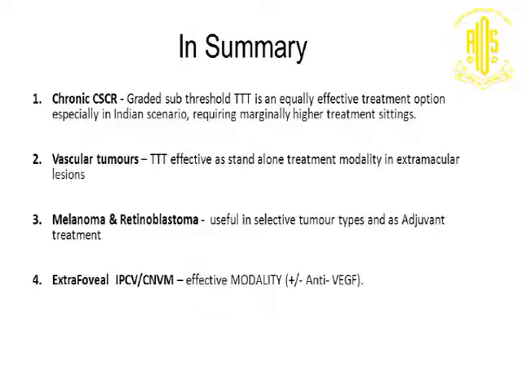And in summary, I would like to say, chronic CSR is a best indication, graded subthreshold TTT from lower to higher power, if at all required, around 50%, and it is cost effective, especially in the Indian scenario. In vascular tumors, TTT is effective, especially in retinal angiomas and vasoproliferative tumors, as a standalone treatment modality, and in melanoma and retinoblastoma, selective tumor types, and as adjuvant treatment, it still has its role. For extrafoveal CNVM and PCV, it is an effective modality with or without anti-VEGF injections. Thank you.